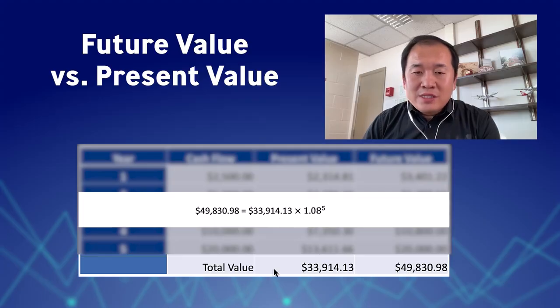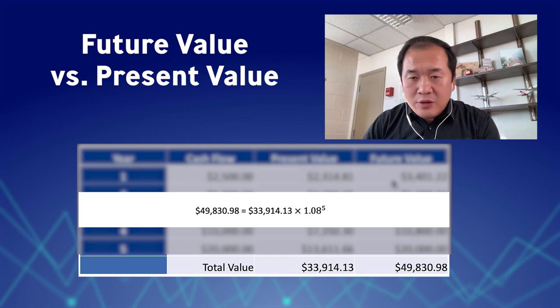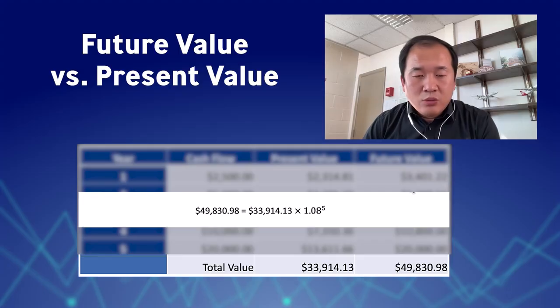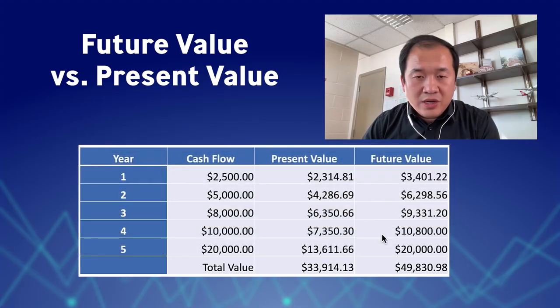Which means that you don't really have to calculate both the present and future value. You can just stay with one column. Once you finish the calculation, whether you got the total present value or total future value, you can easily get the total future or present value, depending on which column you're working on.